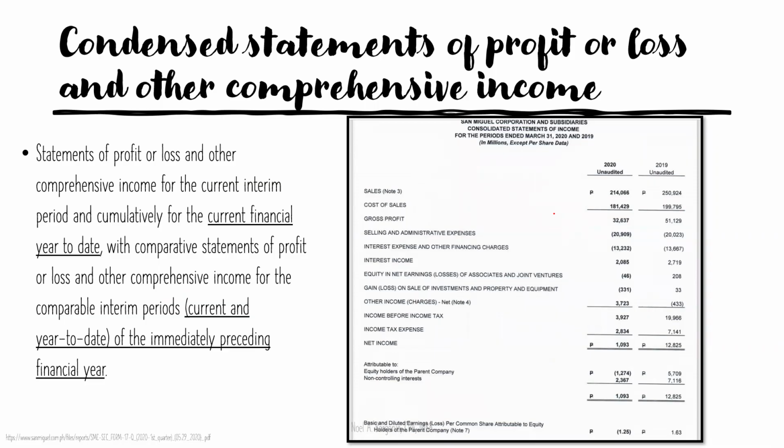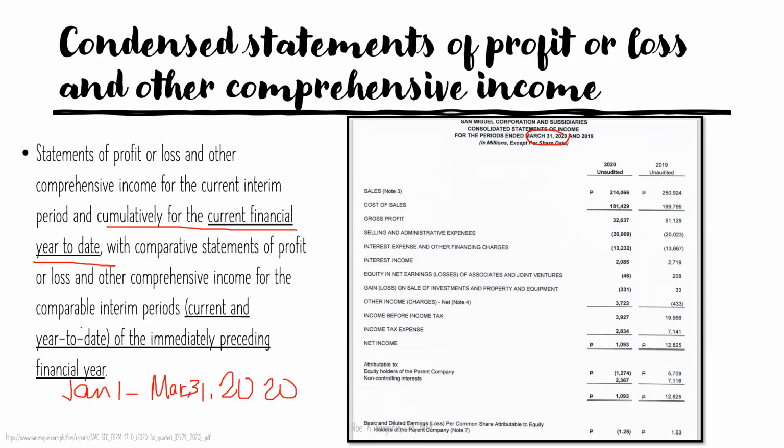So what we are going to describe here, okay, as a condensed set is that we are going to prepare a statement of profit or loss and other comprehensive income, okay, for the current interim period, no, cumulatively for the current financial year to date. So ibig sabihin kung you are starting January, so you will have January 1, no, up to the current interim date. Okay, dito sa example natin, March 31 daw. So January 1 up to March 31, 2020. Okay, cumulative yung value. Okay, yung gagawin mong statement of comprehensive income.